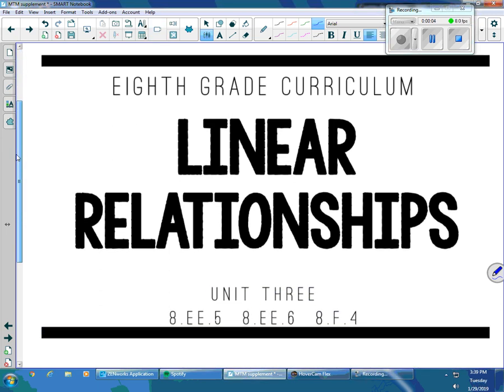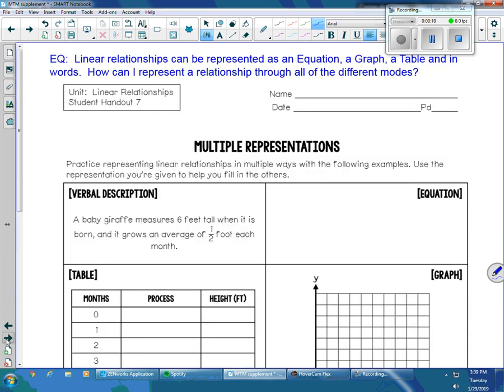We are in Module 4, Linear Relationships. You're in your supplemental packet, but that has this on the front. I would like you to turn to student handout number 7, which is titled Multiple Representations. And at the top, you can add the essential question.